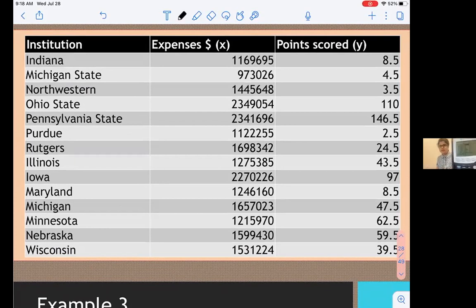This is how I have changed all the values for values of y. The x values are the same. So once you do that, go to stat, go to calc, and then go for linear regression. Then press calculate.